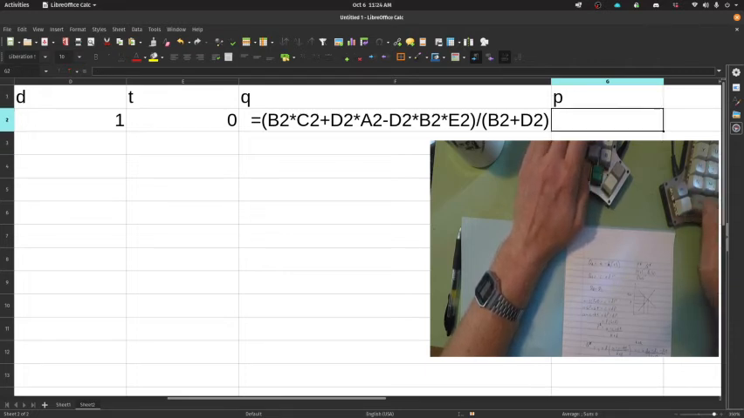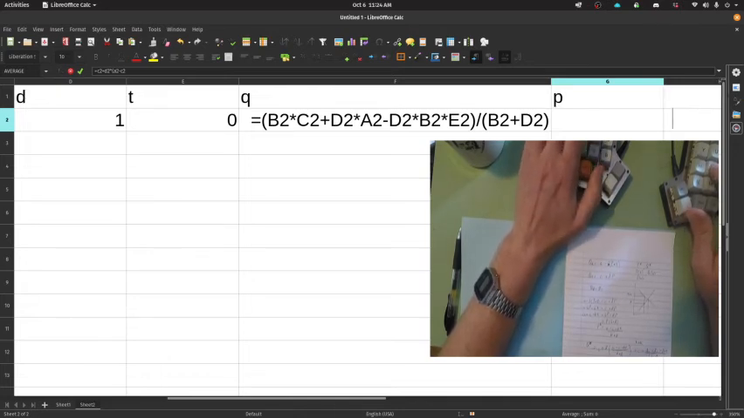Our price is going to be equal to C. Well, actually, let's do it... Do we want to do it that way? Yeah, we'll do it this way. Price equals C plus D times A minus C minus B times the tax, all over B plus D.